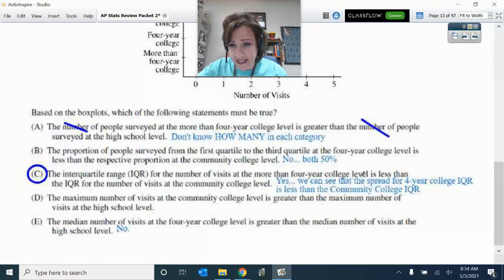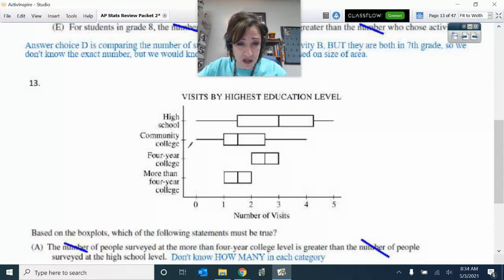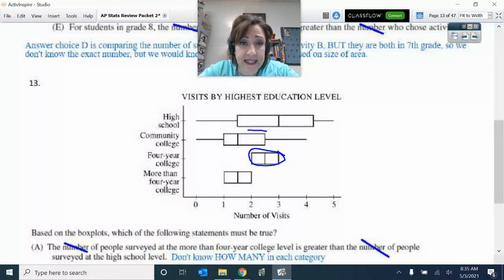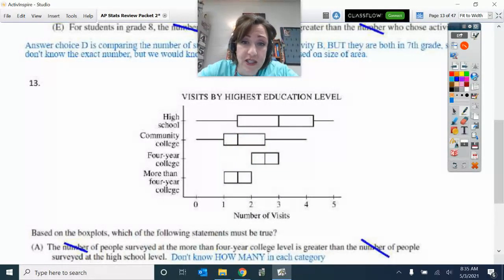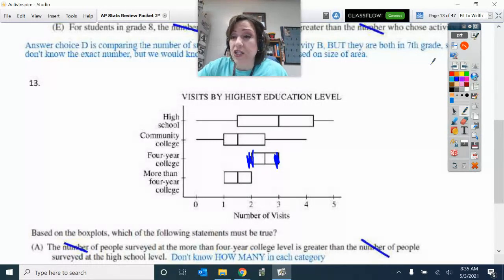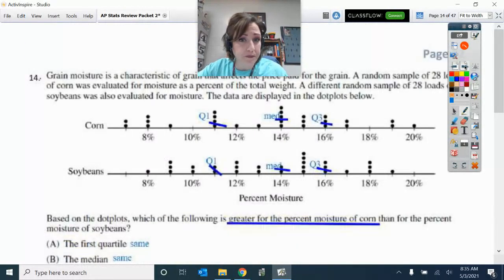So here we can see that the spread for the four-year college IQR is less than the community college IQR. So this little IQR is less than this little IQR. It's interesting how they don't have whiskers here, right? Without whiskers, that's because a whole 25% went to 3. And here, a whole 25% were at 2. So the whole entire quartile were at those values. So that's interesting.